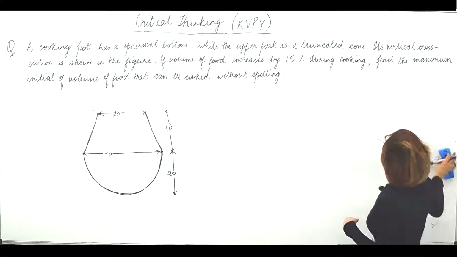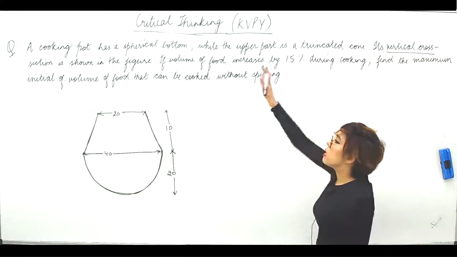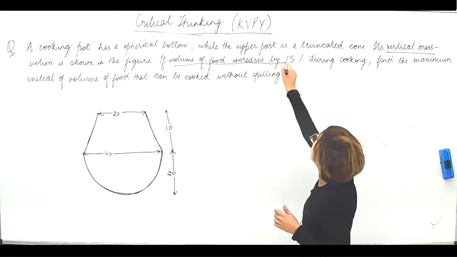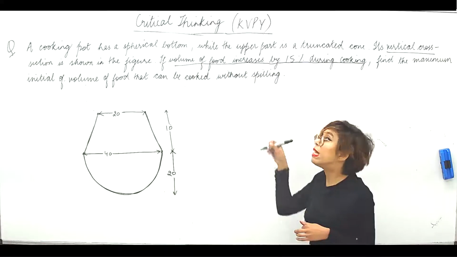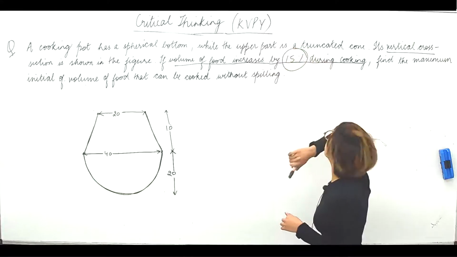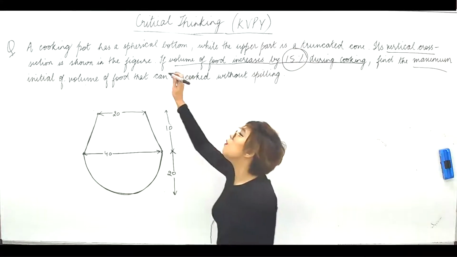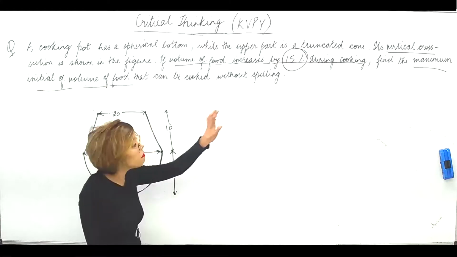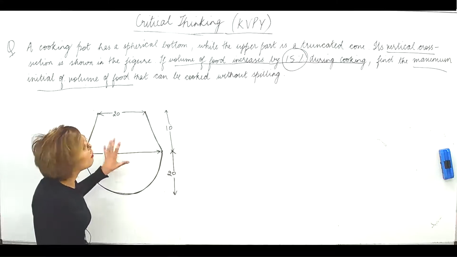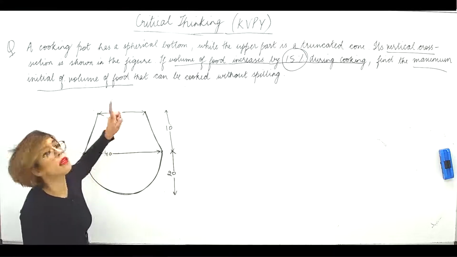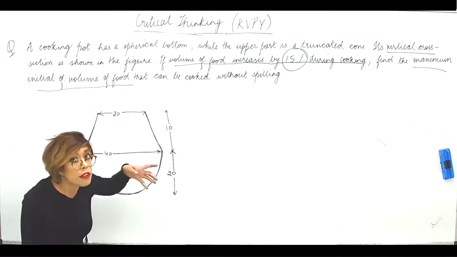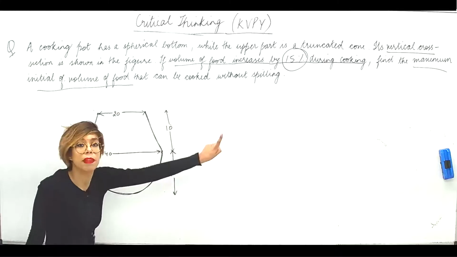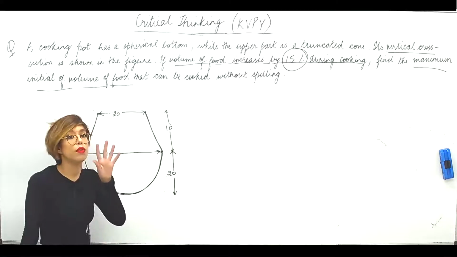Now, next. He says if the vertical cross section is given in the figure, as you can clearly see, and if the volume of food increases by 15% during cooking, you need to find the maximum initial volume of food that can be made without spilling. So, I need maximum food, but I know whatever food I cook, the volume will increase by 15%, and I have to make sure that after it has increased by 15%, the food still doesn't spill out. So, I have to consider all of those things.